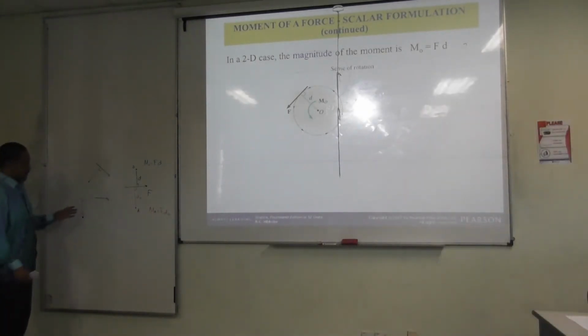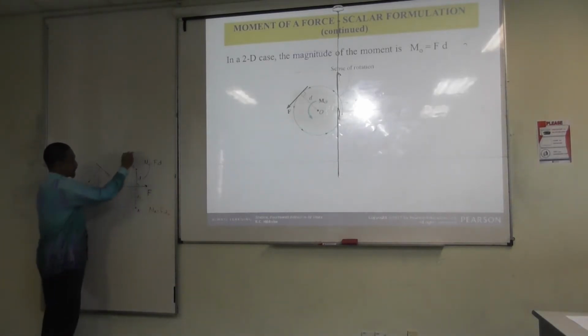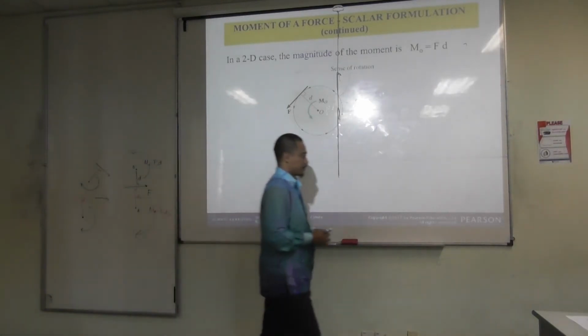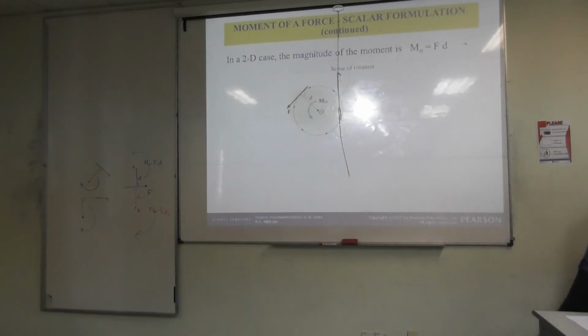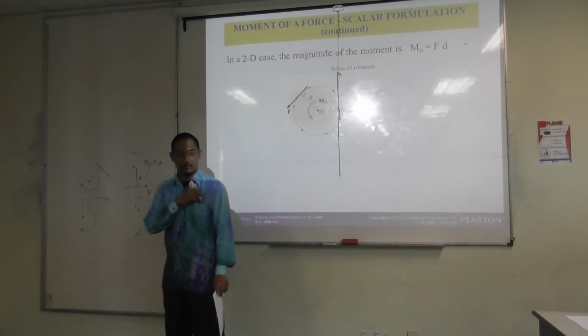Can you imagine the rotation too? For this particular case, it will rotate clockwise. For this particular case, it will rotate clockwise also. If about point O, it will rotate counterclockwise. If this is about point A, it will rotate clockwise. Can you imagine this, or is it something confusing? How many of you cannot imagine where the rotation is? Only one. The rest of you can.